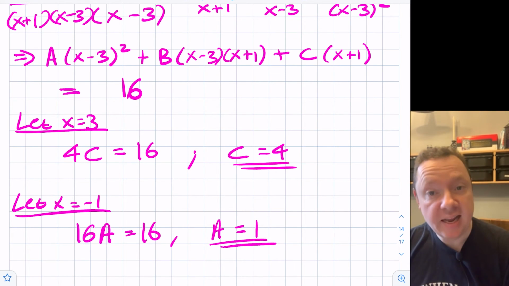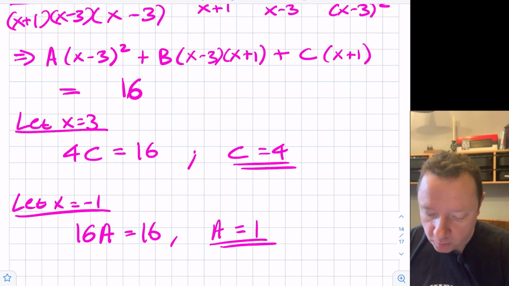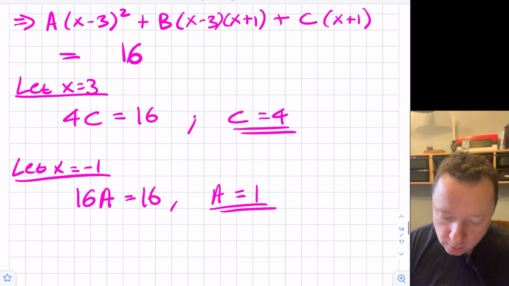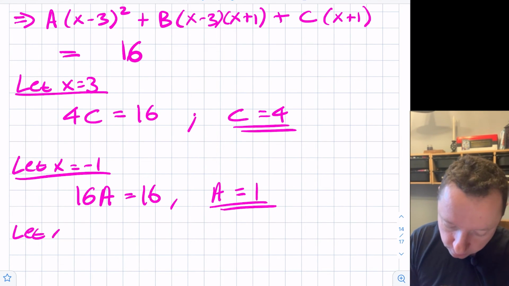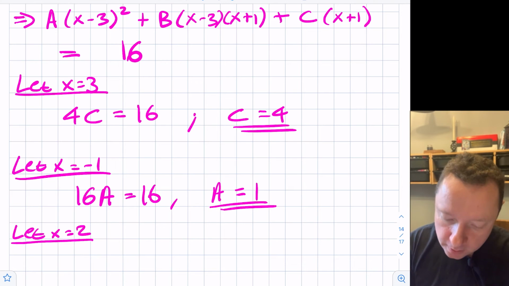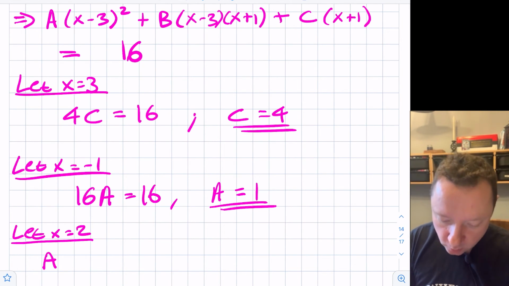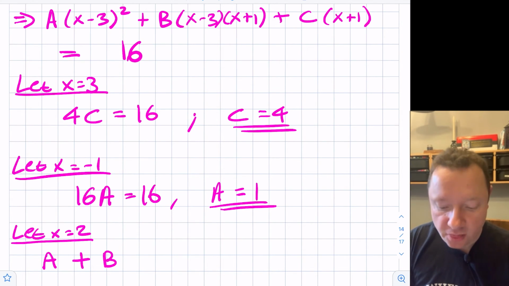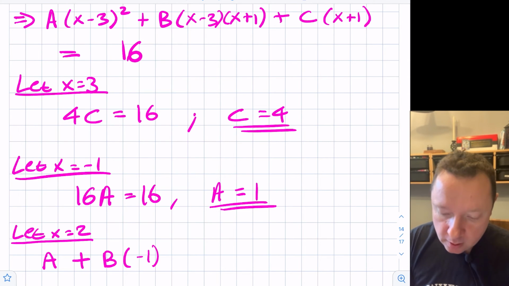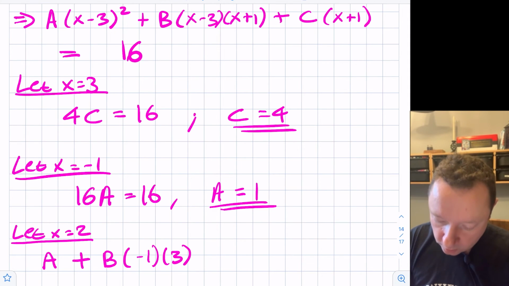And then we can pick any other value for x to get our last number. So we might as well just pick an easy number. Let's just pick the number 2. But any number will do. So if x is equal to 2, we get a times, well, 2 minus 3 is minus 1. Square that is 1, so we'll just get a. Plus b times, well, 2 minus 3 is minus 1. 2 plus 1 is 3. And then we get c. 2 plus 1 is also 3.